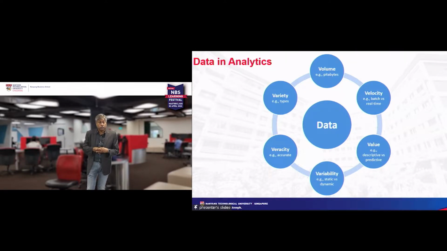Third is value. Now, value is important in the sense that there are certain data which are, for example, descriptive. If you joined us this morning, my colleague Boon King would have told you about how the U.S. Federal Reserve makes decisions on the baseline interest rate. In those kinds of situations, they use historical data to describe the current situation and make decisions about the current decision. It's not predictive, because that's not the purpose of that data.